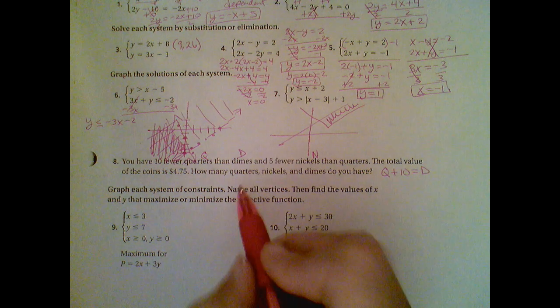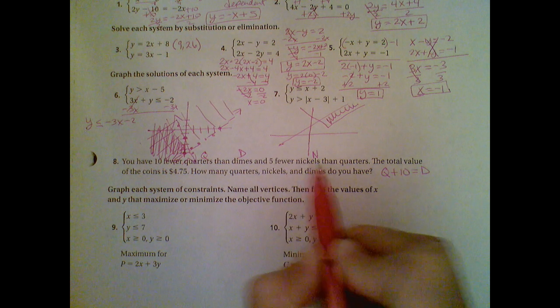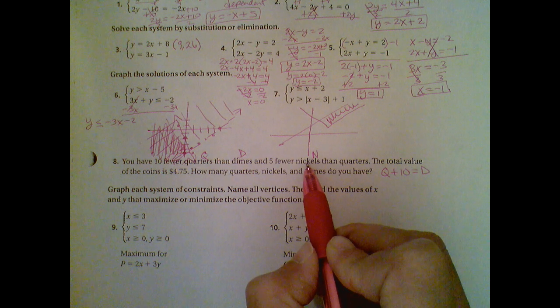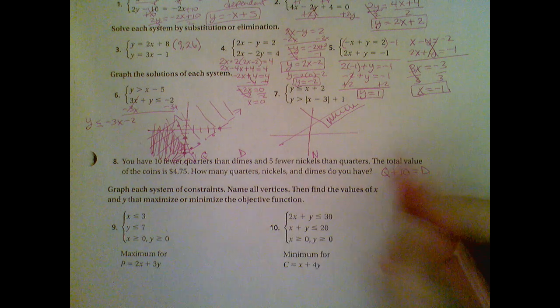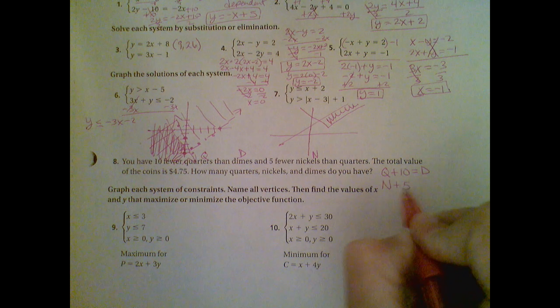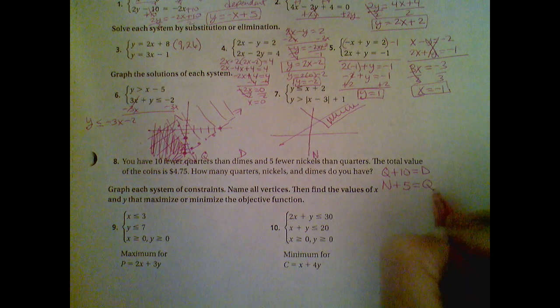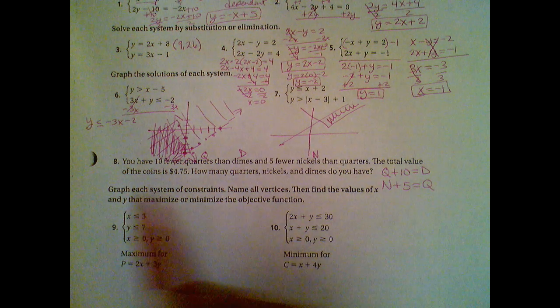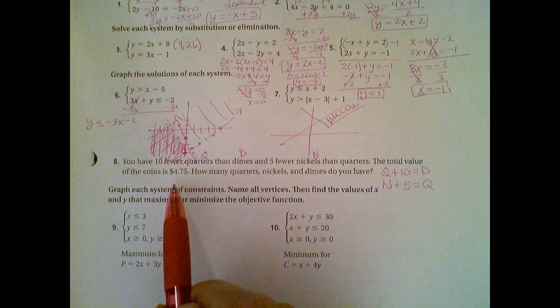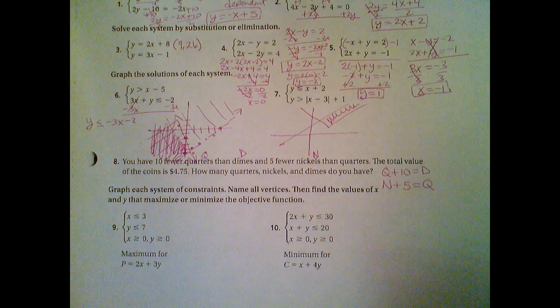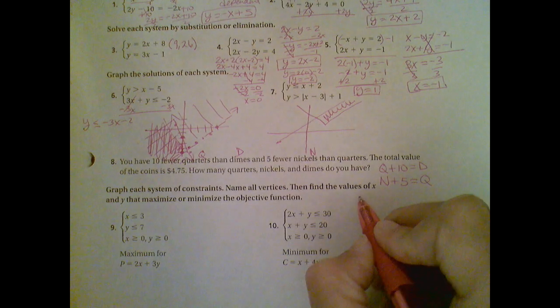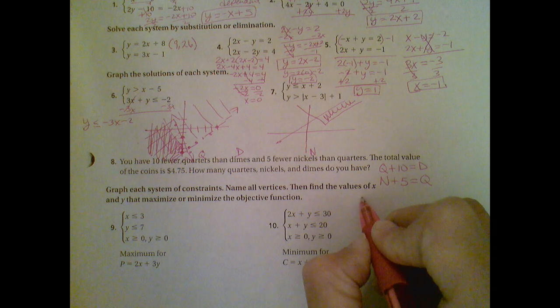Now our second equation: we have 5 fewer nickels than quarters. So we have less nickels, so we need to add 5 to it, so it equals the number of quarters. And then the total value of coins we have is $4.75. For this, notice how we have nickels, dimes, and quarters, so we're going to have a money equation.